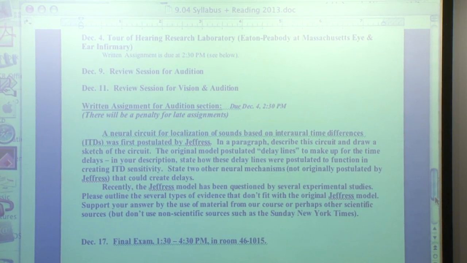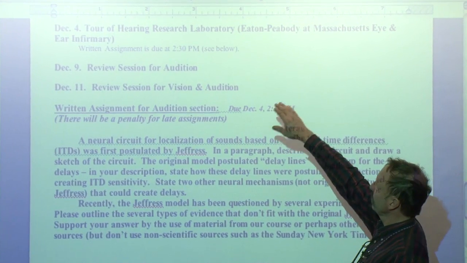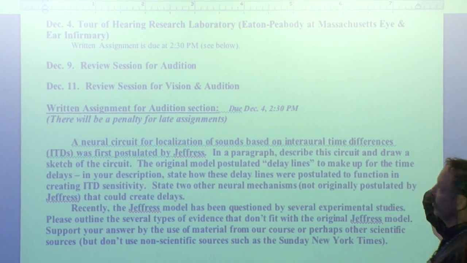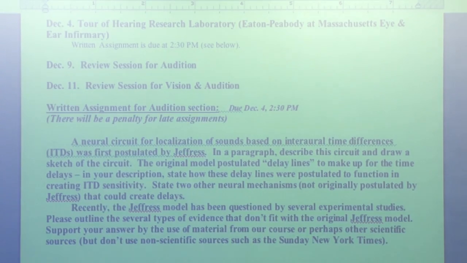And finally, we are going to have a tour of the Hearing Research Laboratory at the Massachusetts Eye and Ear Infirmary, where we'll meet over there and we'll encounter various research projects that are currently going on, and we'll talk about them. There is a written assignment.